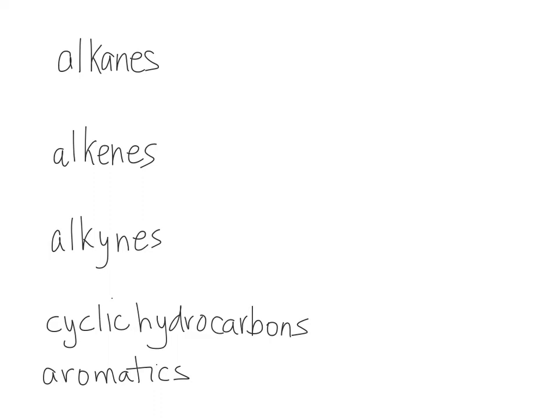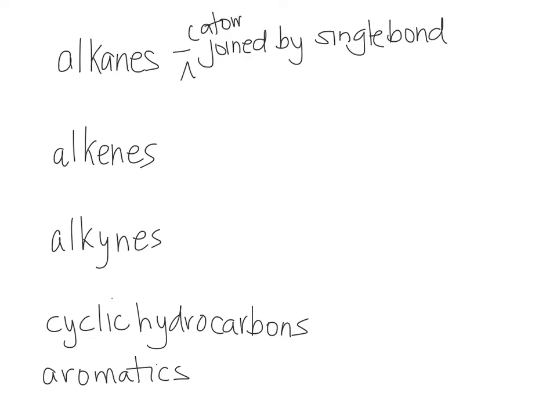Alkanes are carbon atoms joined by single bonds. So the carbon atoms are joined by single bonds. We say these structures are saturated because all the carbons are bonded to the maximum number of atoms. So each carbon has 4 atoms bonded to it.